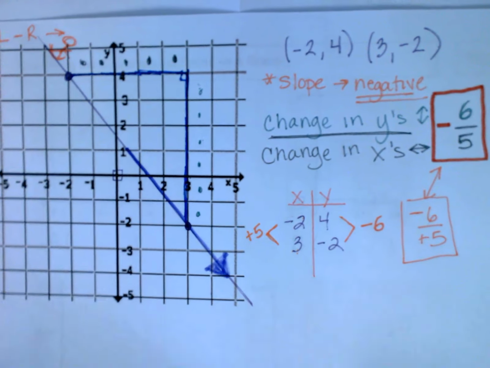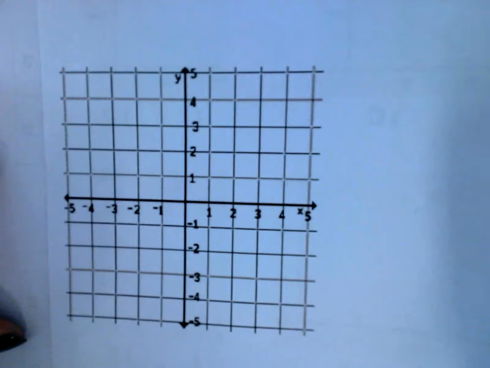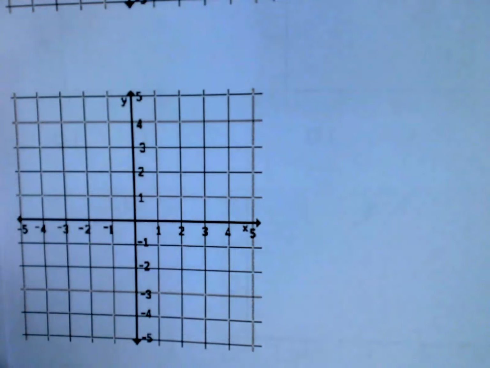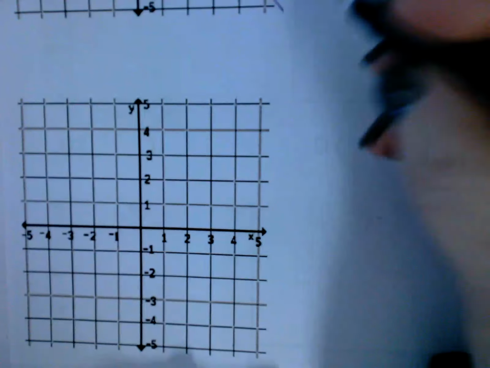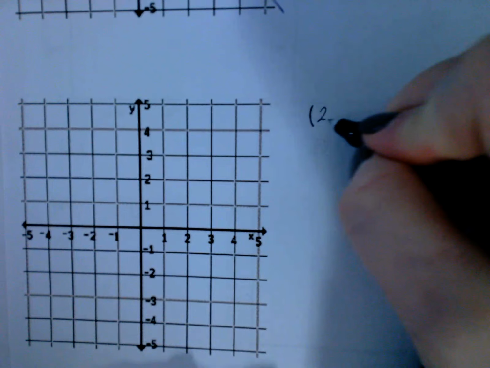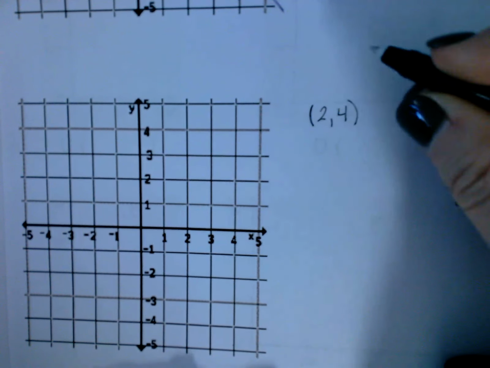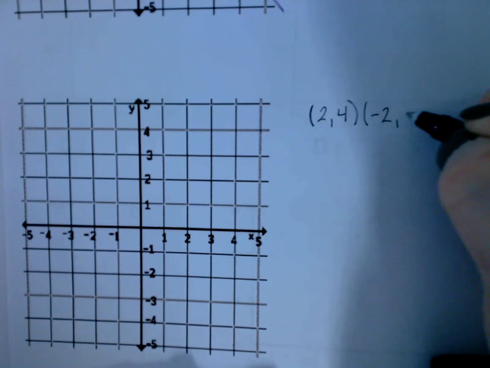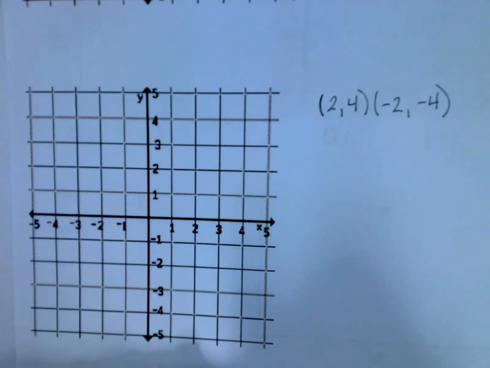Okay, you were given another graph. So I'm just going to move my paper. You don't have to really do much to yours. I'm going to give you two ordered pairs again. I will give you the ordered pair 2, 4 and the ordered pair -2, -4.